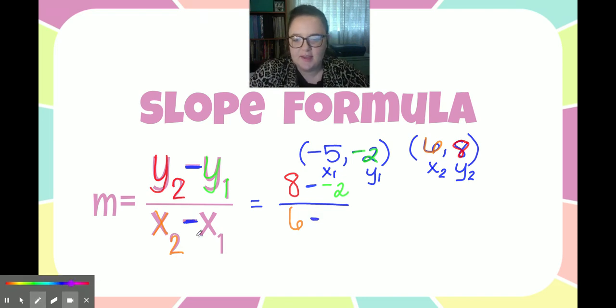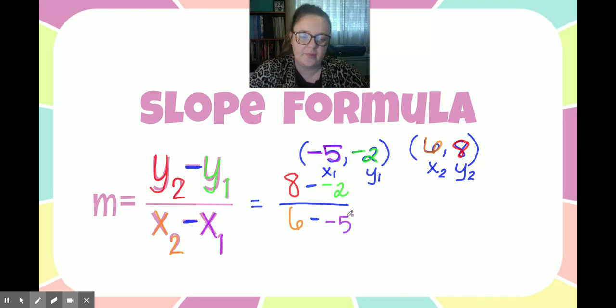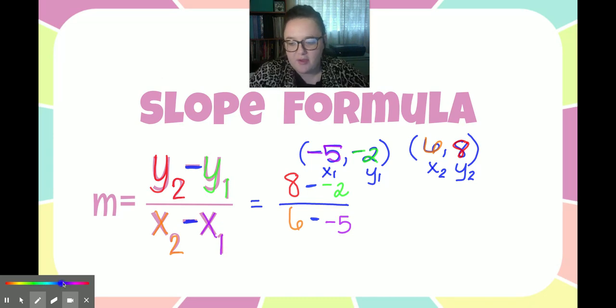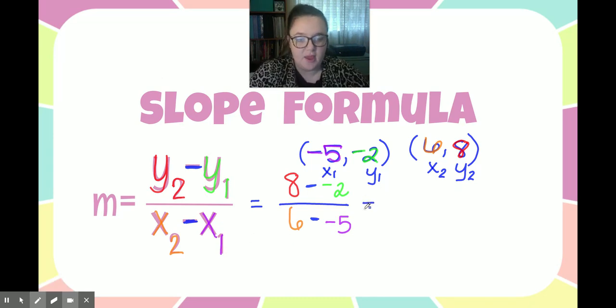And then lastly, I'm looking for the x1, and the x1 is right here. It is -5, and I can bring that into my formula. So now that we've brought everything into the formula, it's time to do some math and do some calculations. I do my calculations straight across the top and then straight across the bottom.